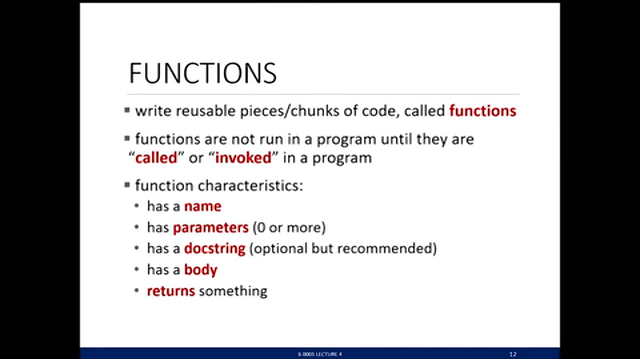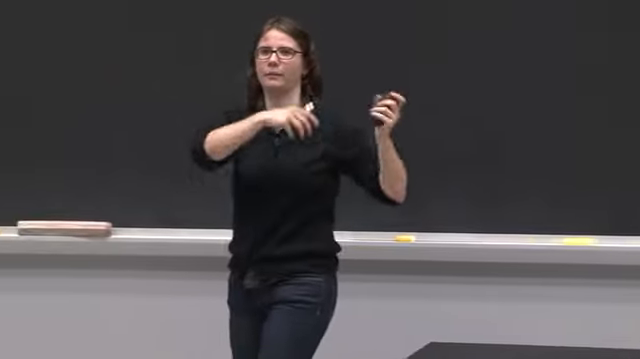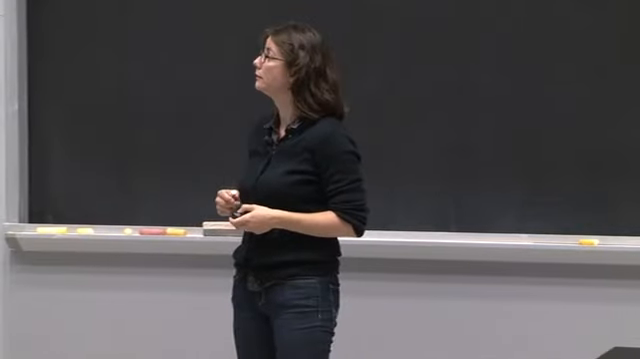A function should have a docstring. This is how you achieve abstraction. It's optional but highly recommended, and this is how you tell other people how to use your function. A function has a body, which is the meat and potatoes of the function, right? What it does. And a function is going to return something. It computes its thing, and then it spits back some answer.